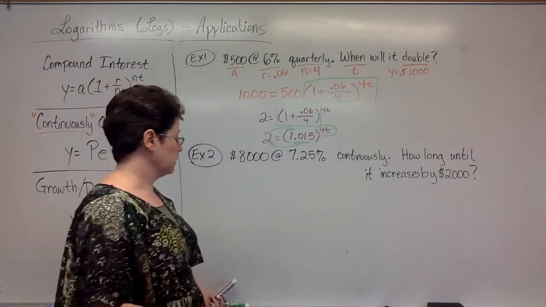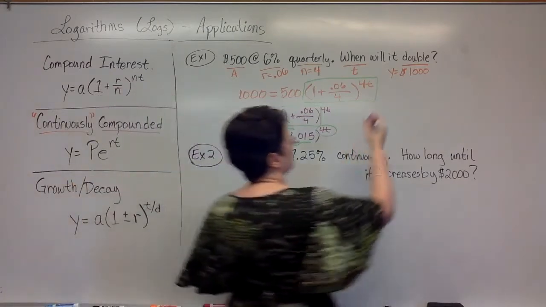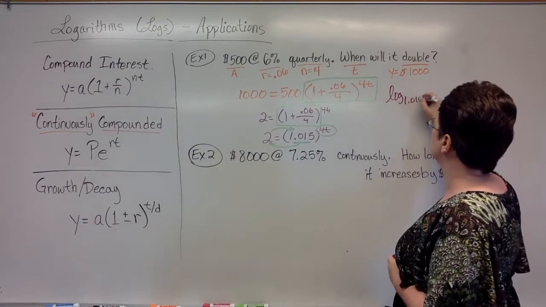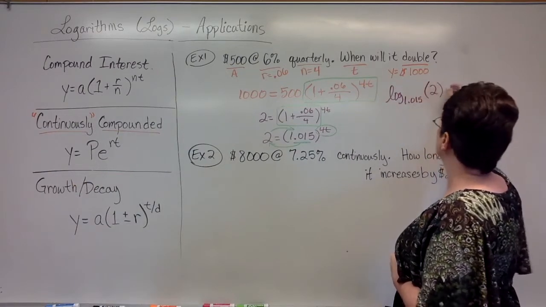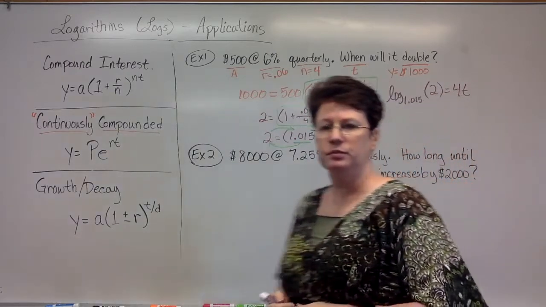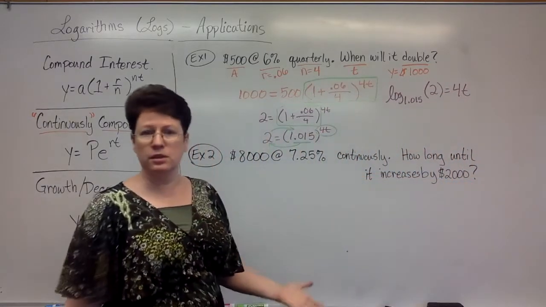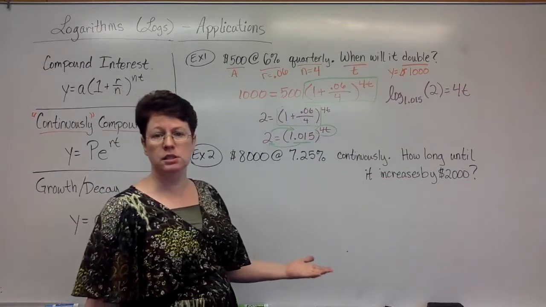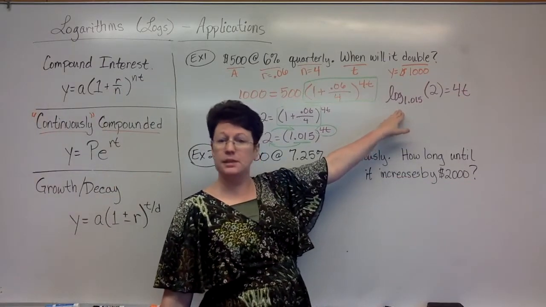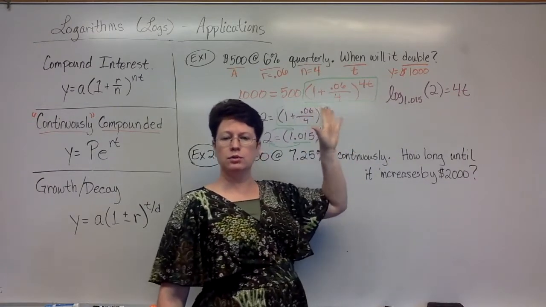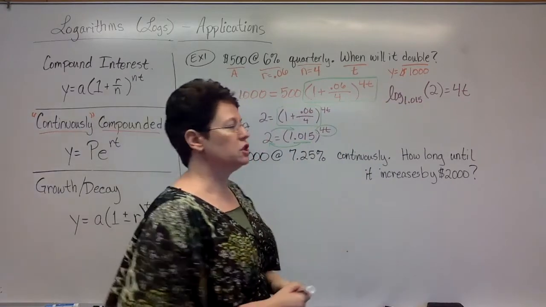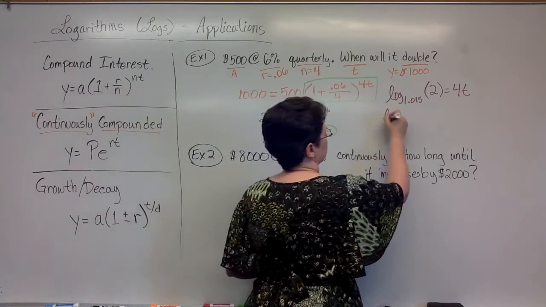All right, so let's turn it into a log. I would have log base 1.015 of 2 equals 4t. Okay. Oh, wait. Is the base 10? No. Is it e? No. So what do I do when my base isn't 10 and isn't e? Yeah, we use change of base. Okay, I can do this now.